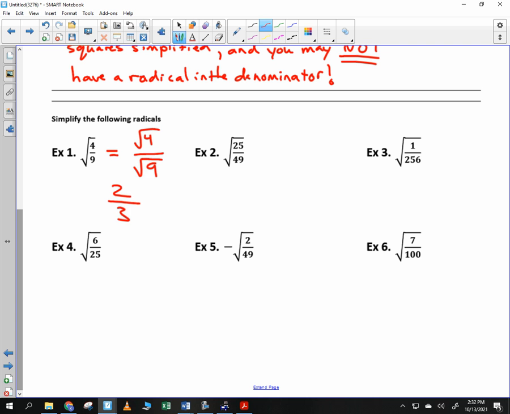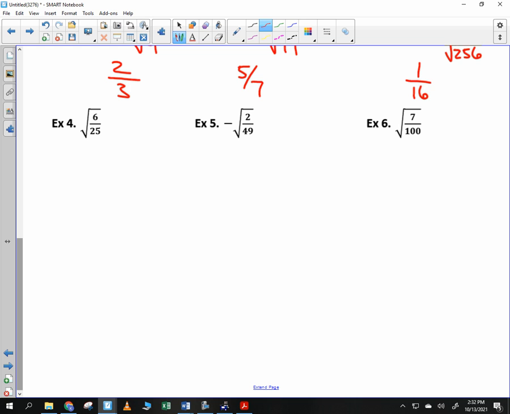The square root of 25 over 49, again, that's just the square root of 25 divided by the square root of 49, which is, as you said, 5 over 7. Square root of 1 over the square root of 256. Just 1 over 16. So in these three examples, you can see you can take the square root of the top and the square root of the bottom. But in example 4, you can't really take the square root of the top.